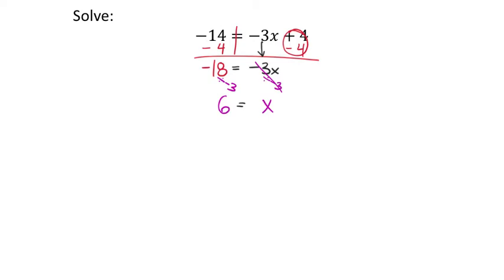All right, so right now I think x is 6. And that seems like it should be good, just looking at the principles of equality I've used. But I am going to check. So negative 14 equals negative 3x plus 4. But I now think that x is 6. So I replace the x with 6. And see what happens, okay?